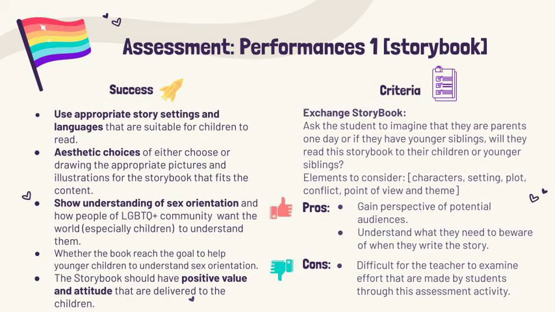Now we're going to look at the assessment for each performance. For Performance 1, Storybook, we're looking for students' use of appropriate story setting and language, and an aesthetic choice of illustration for the story. Keep in mind that all should be appropriate for children. Students should also show understanding of sexual orientation in the story and reach the goal to help children understand this topic.